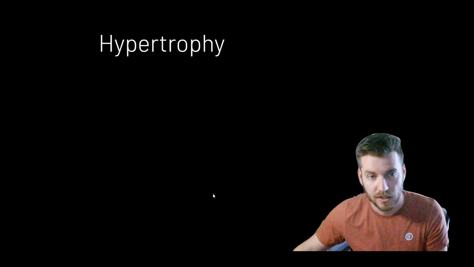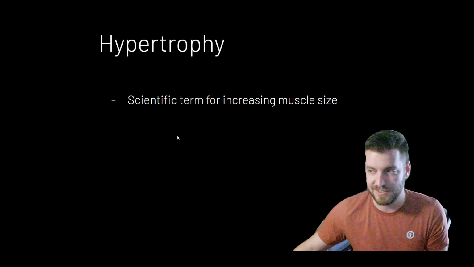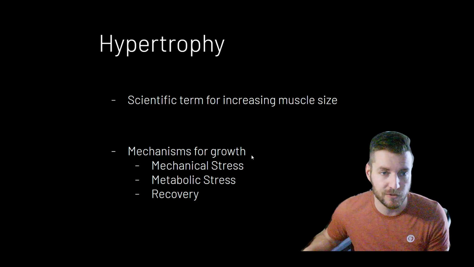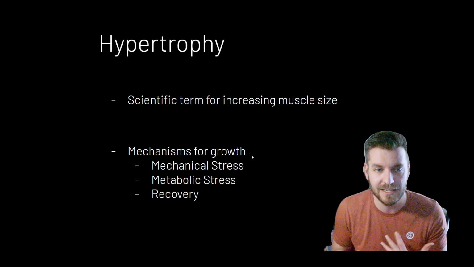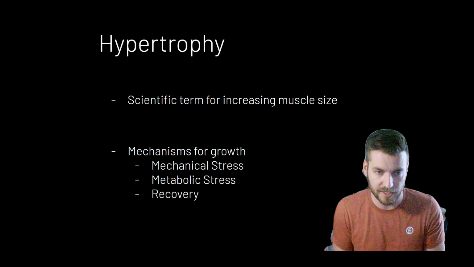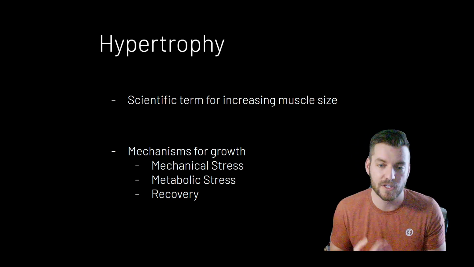Hypertrophy is next. This is the one that most people are involved with doing. Hypertrophy is the scientific term for increasing muscle size. And there are actually 3 main mechanisms for growth to have hypertrophy and muscle gain. So you need mechanical stress, metabolic stress, and your recovery.